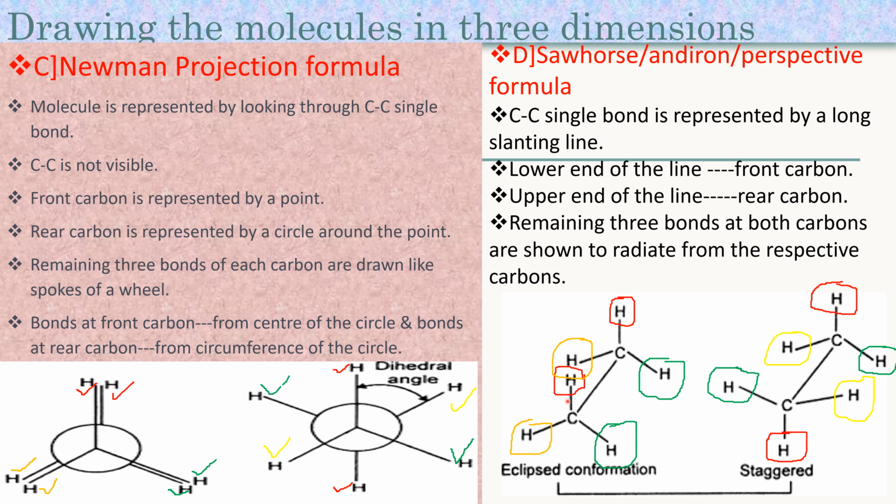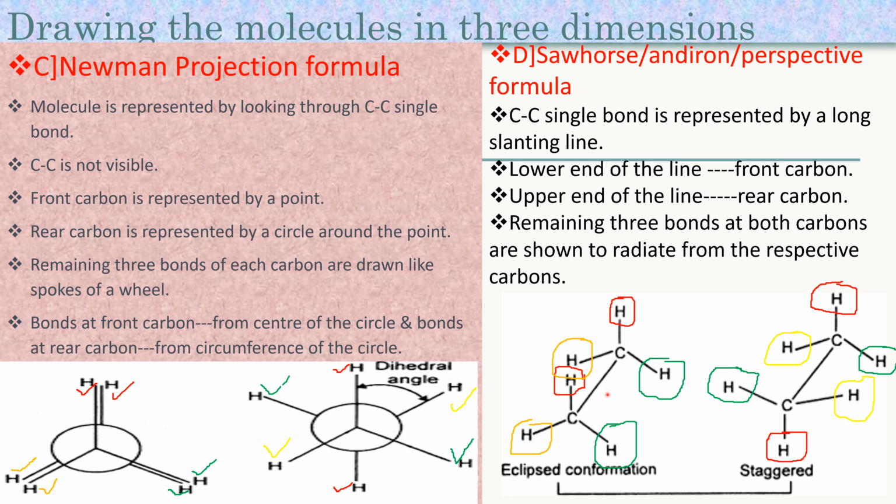The lower end of the slanting line is considered to be the front carbon atom, and the upper end of the slanting line is considered to be the rear carbon atom or backside carbon atom. Then the remaining 3 bonds at both the carbon atoms are represented as radiating from these carbon atoms respectively. So they are shown to radiate from the respective carbon atoms.